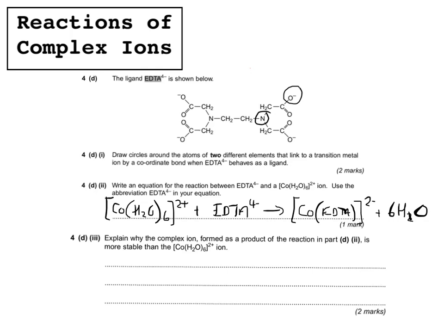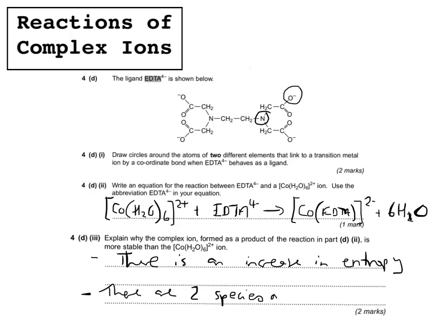And then explain why the complex ion formed as a product of the reaction is more stable than the cobalt hexaaqua ion. So this is because there is an increase in entropy, and that is because there are 2 species on the left and 7 on the right. So 2 species form 7 species, and therefore there's an increase in entropy.